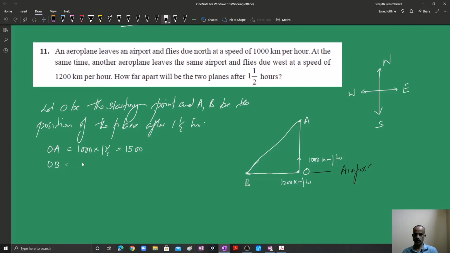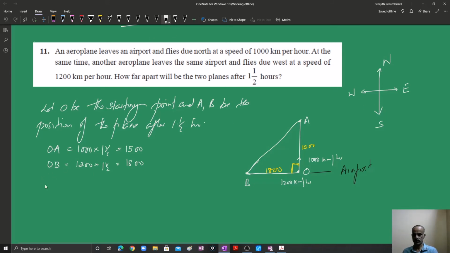OB is equal to 1200 into 1.5. That is 1200 and a half, 600, 1800. So this distance is equal to 1800, and OA is 1500. What about this angle? This is a right angle, 90 degrees, because it is due north and due west.